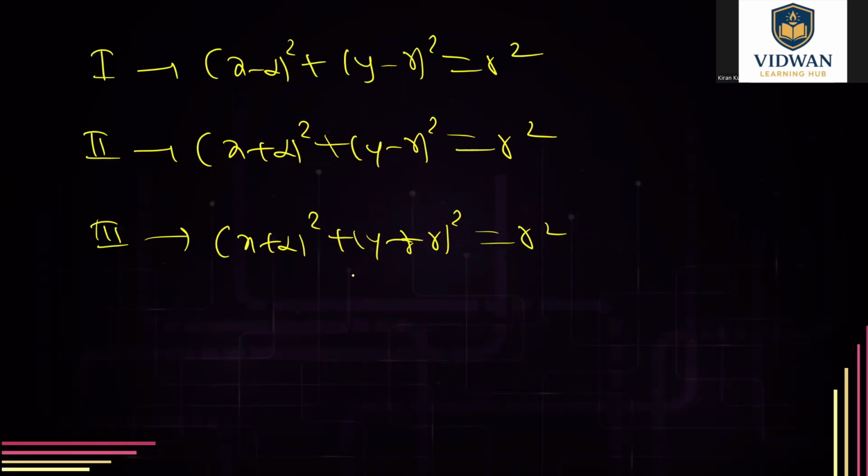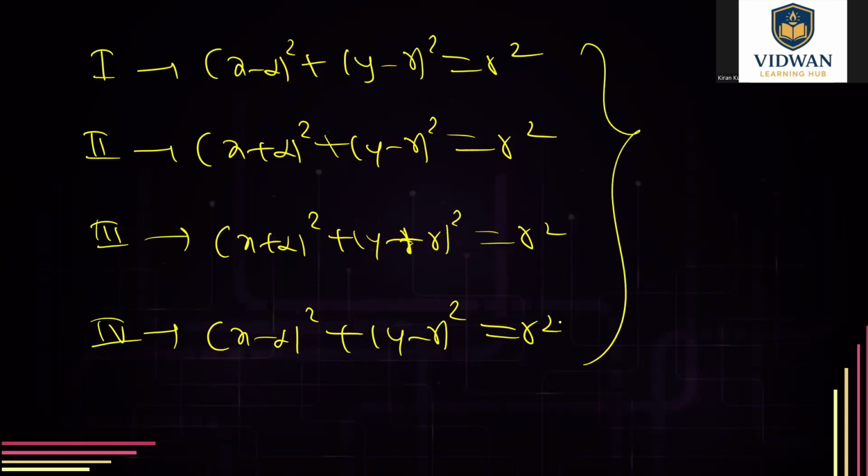And finally, for the fourth quadrant, what is the possible circle? The center is alpha, minus r. So you'll get x minus alpha whole square plus y plus r whole square equal to r square, where r is nothing but, in all the cases, what is the value of r? Under root alpha square plus L square. So is this clear?